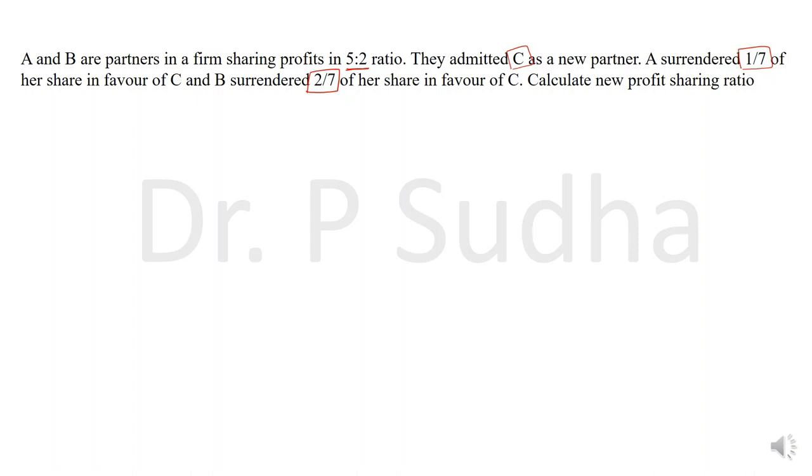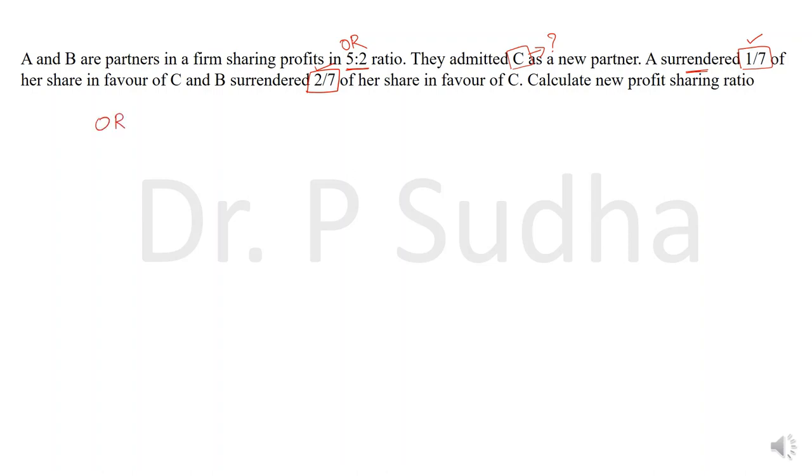So in this question, C's ratio is not given. C is the new partner, but the ratio of the new partner is not given. In the previous questions, the share of the new partner was given. But here the share of the new partner is not given, but the surrender is given. A surrenders 1/7 share in favor of C and B surrenders 2/7 share in favor of C. So in this situation, how are we going to calculate?